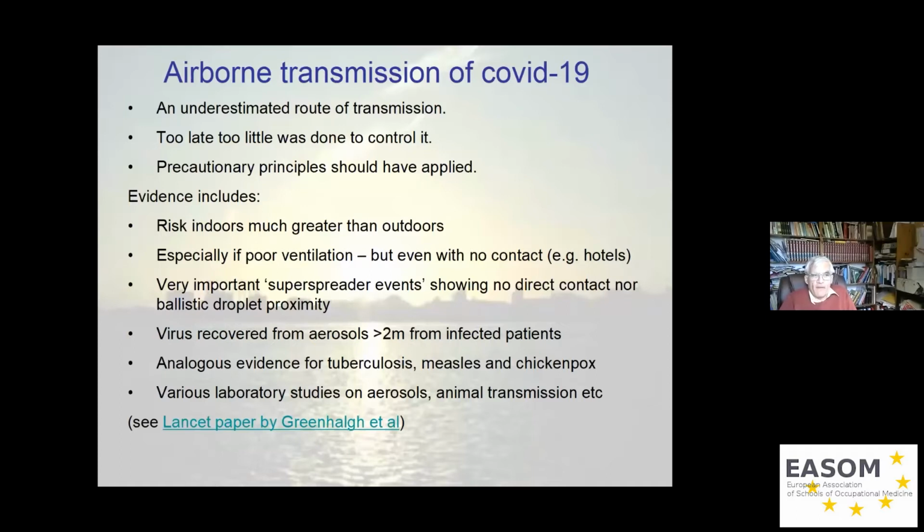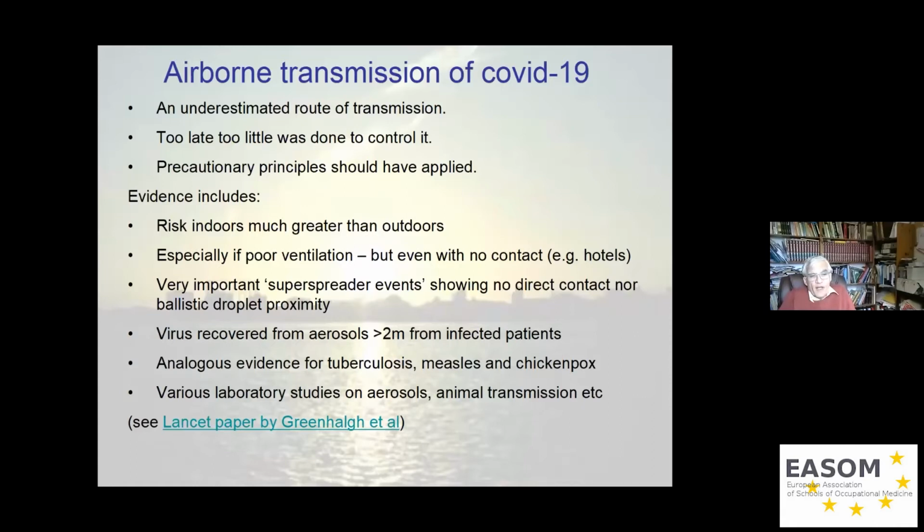There is a lot of evidence suggesting airborne transmission. We know that the risk indoors is much greater than outdoors. We know that it's especially bad where there's poor ventilation, even with no contact, and there are lots of documented instances in hotels, in choirs, in churches, and so on. We know about super spreader events where people have not been close enough to touch or to expose each other to ballistic droplets. That means those droplets which actually can be spat out of the mouth and which fall.